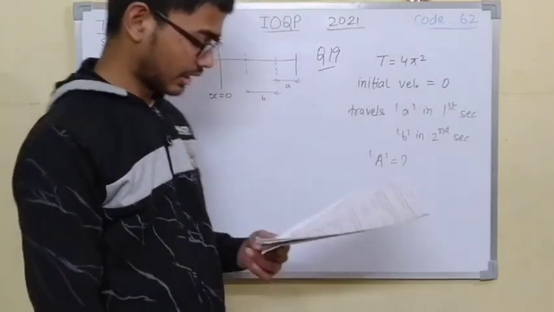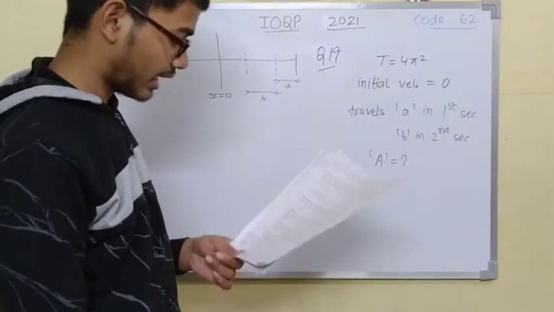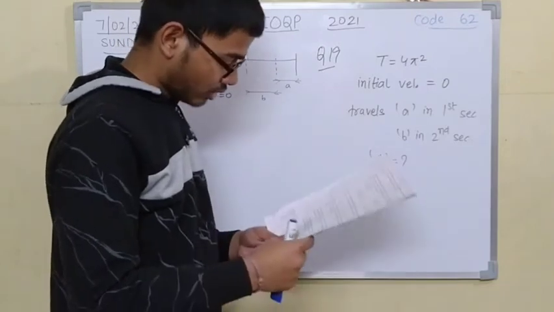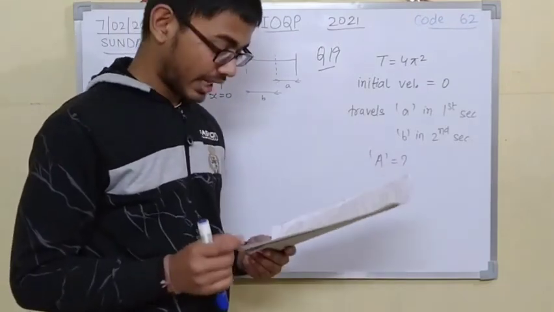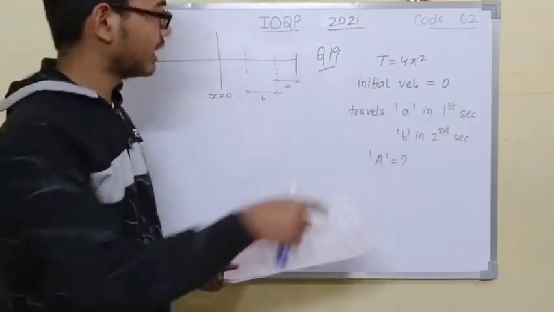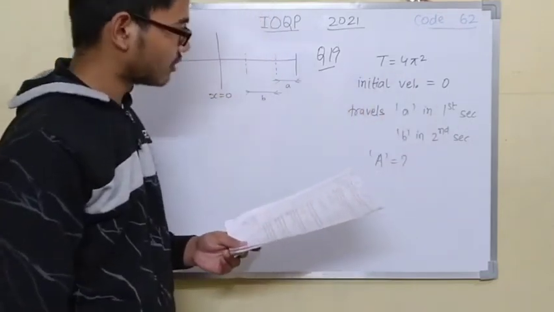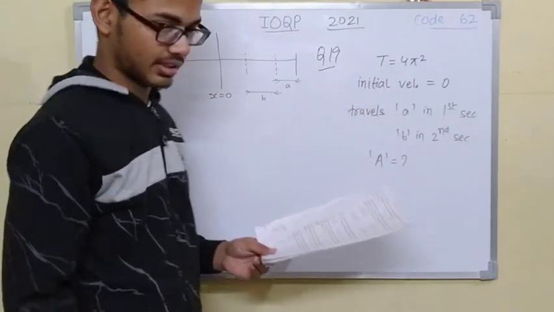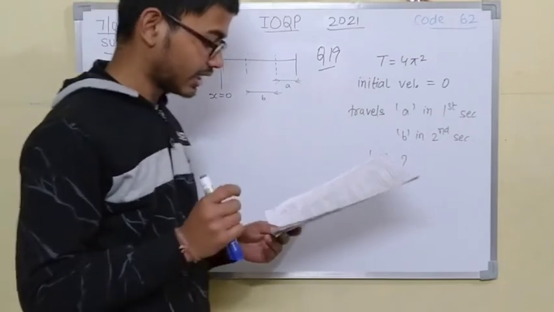So friends, this is our 19th question from this set IOQ paper. Here in the question it is saying a particle is executing SHM, simple harmonic motion, of time period T equals 4 pi square in a straight line starting from rest. This is a key point, starting from rest.